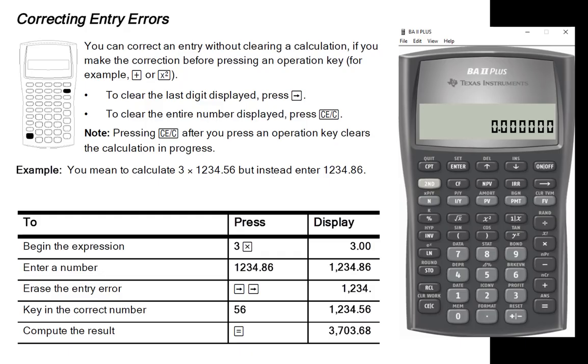The calculator also allows us to clear any mistakes that we may make. So we're going to walk through this process. We're going to start by clearing out all of the numbers, and then we'll hit 3 times, and we're going to type in 1,234.86. And then maybe you realize, well, no, that's supposed to be 1,234.56. So you can simply hit this arrow twice, then type in our 56, and then equals, and we'll find out that it's 3,703.68. So our arrow will allow us to delete one of the entries or some of the entries that we've typed in.